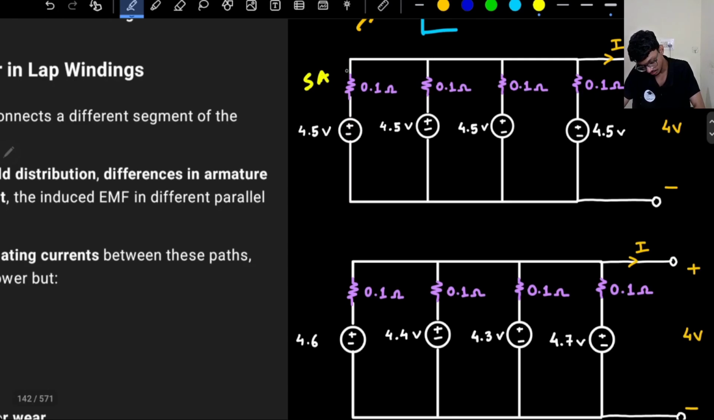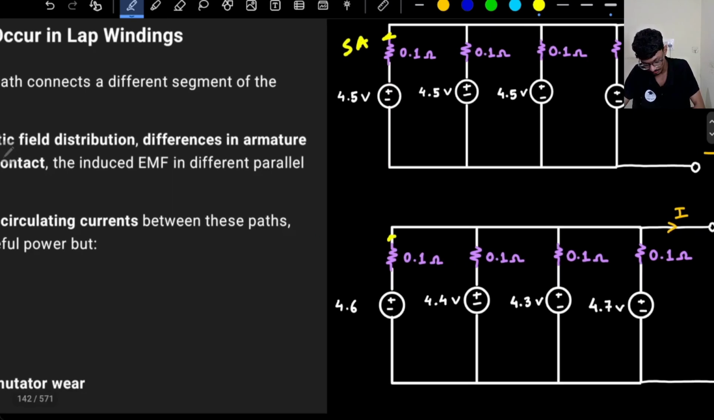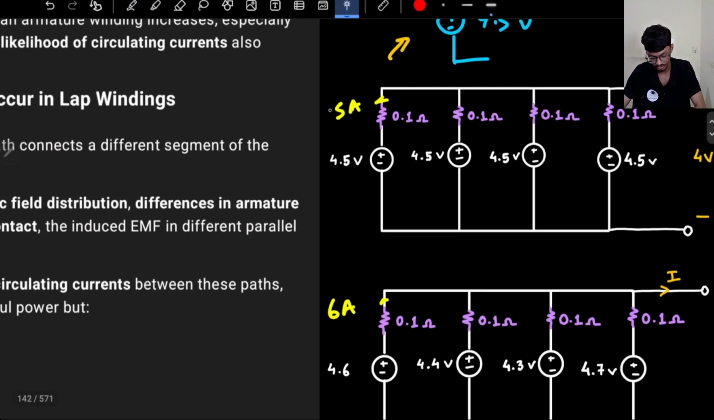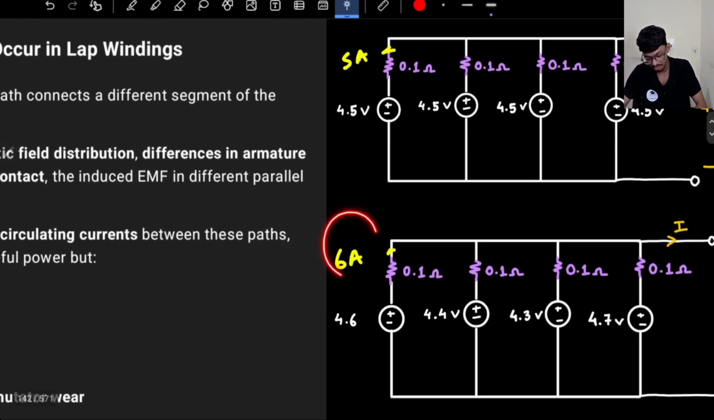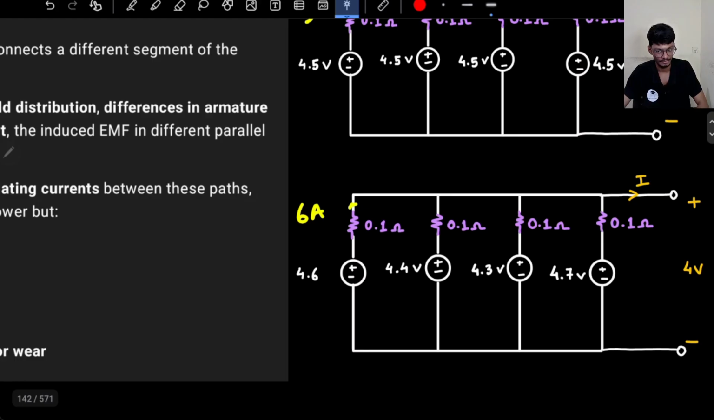Okay. Now what is the current coming out from here? The current coming out from here is 4.6 minus 4 divided by 0.1, so it will be 6 amperes, right? So if my coil rating is supposed to be 5 amperes only, it cannot pass more than 5 amperes of current, so it is passing more current. Okay, so the coil can get damaged.